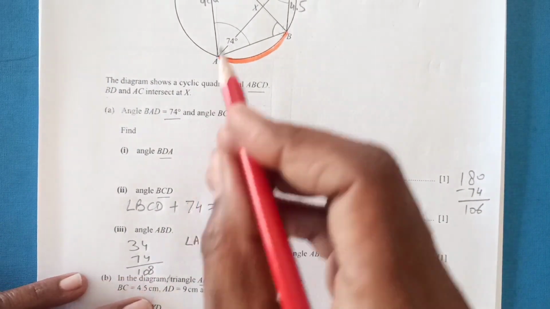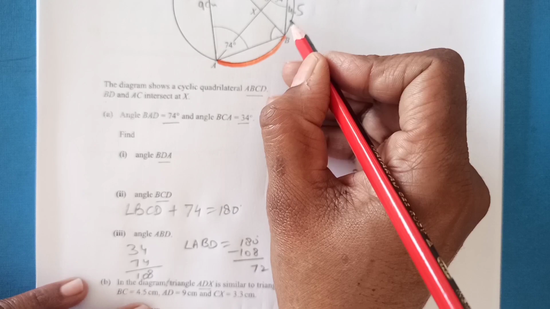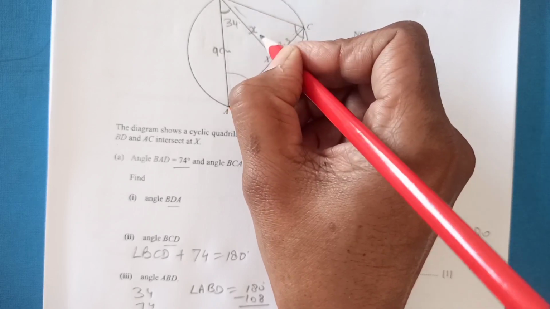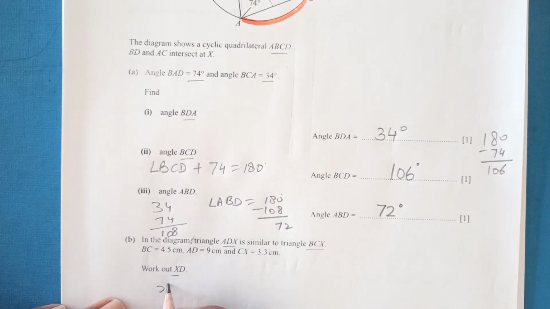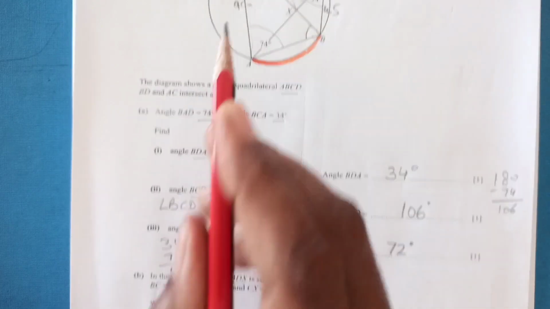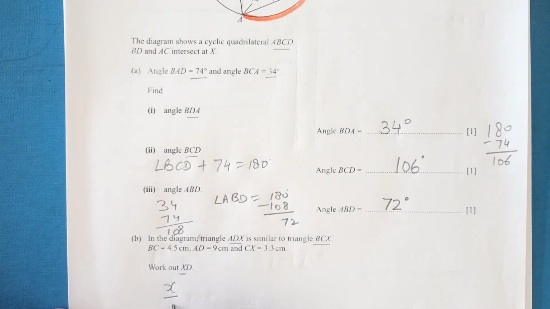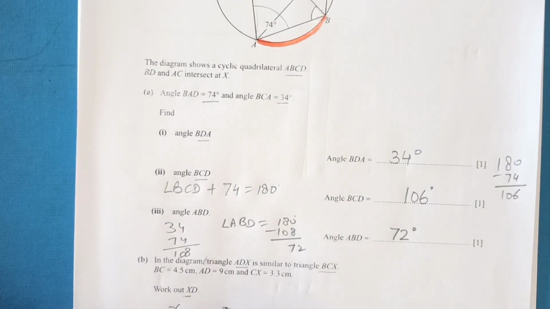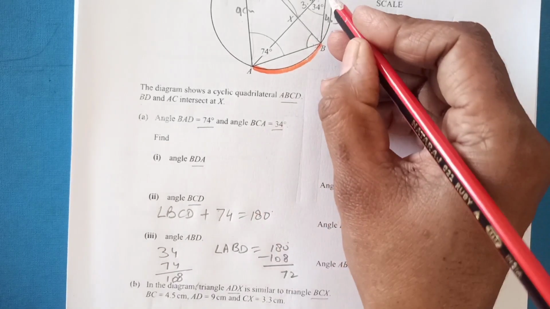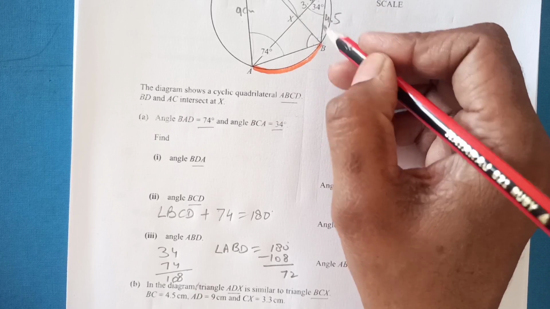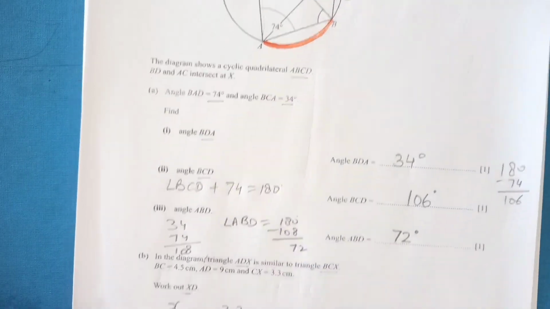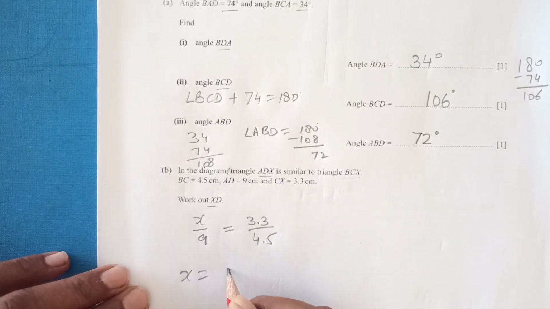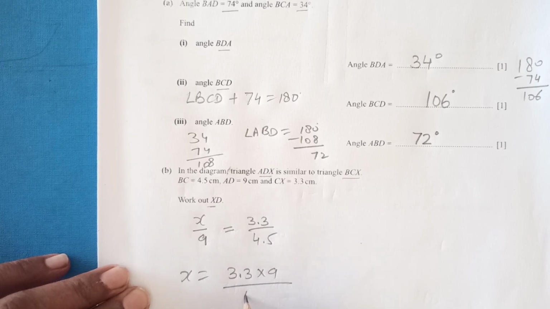So we can take the values as, let's say, this one is XD that we are looking for. This side is X, right? So X over 9 equals the smaller side, I mean the side from the other triangle, 3.3 over 4.5. So this is 4.5, right? So from here X is 3.3 times 9 over 4.5.